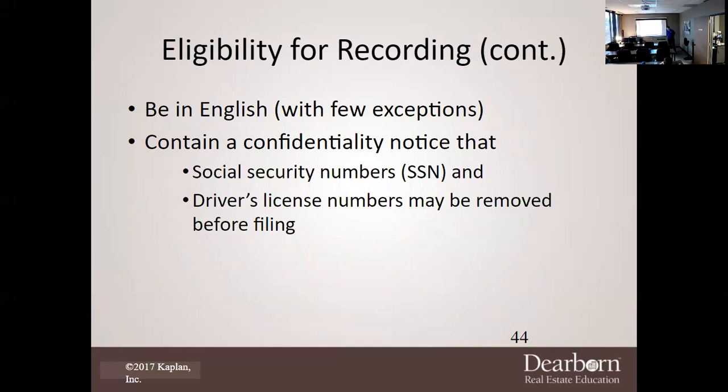The eligibility for recording is it must be in English. I have people that ask me that all the time. Can it be in Spanish? No, it has to be in English. That's the law. Any documents filed has to be in English unless it meets one of the few exceptions.